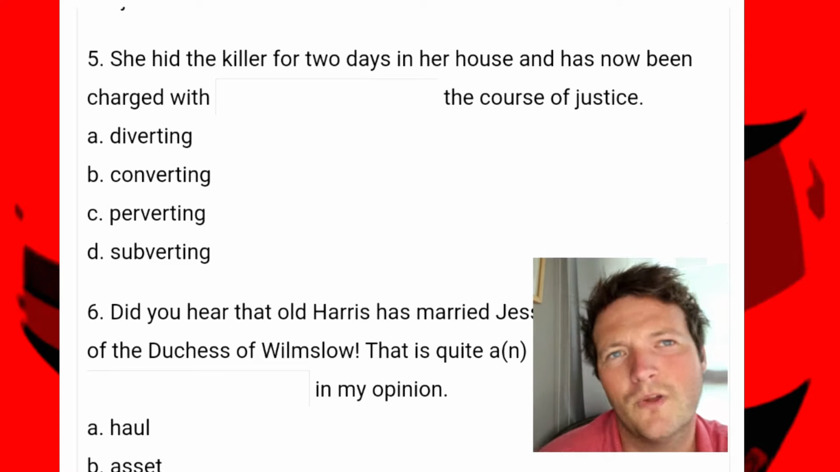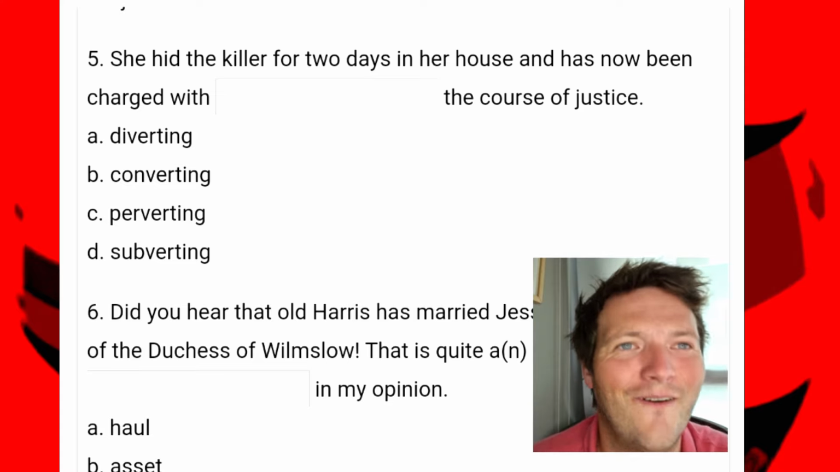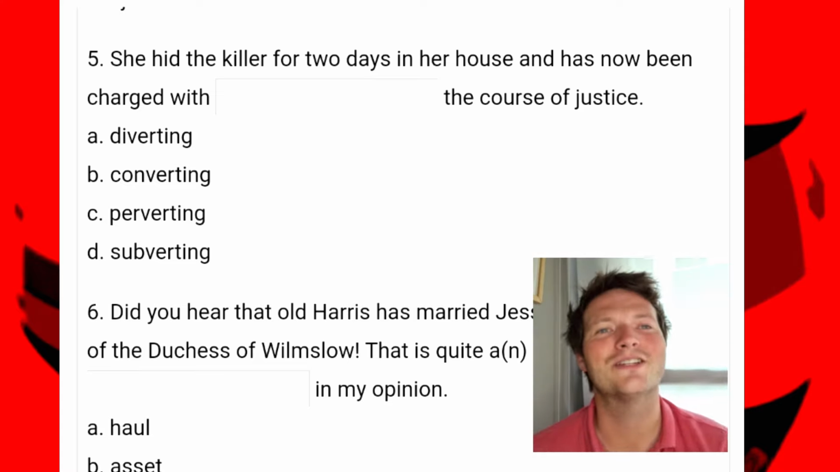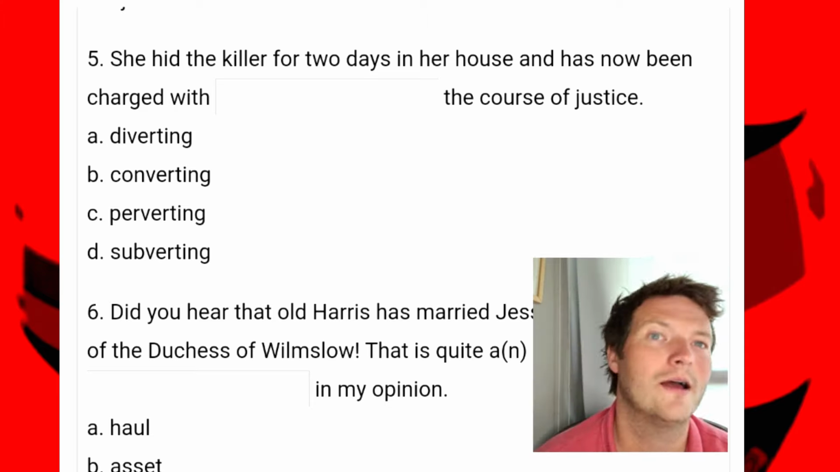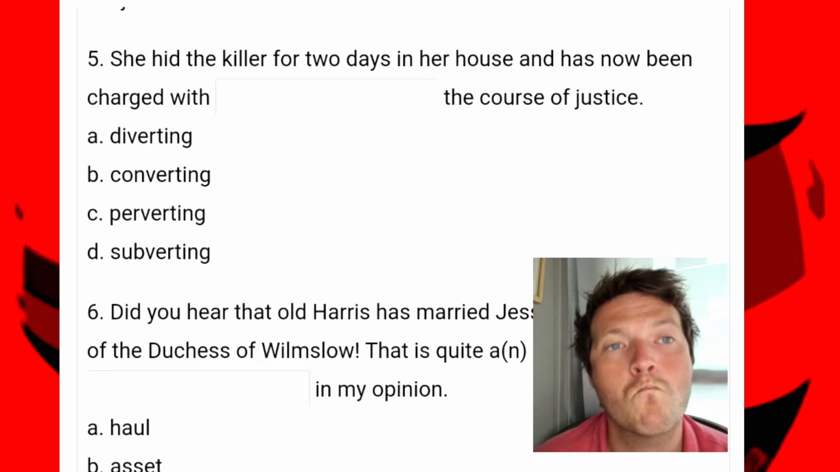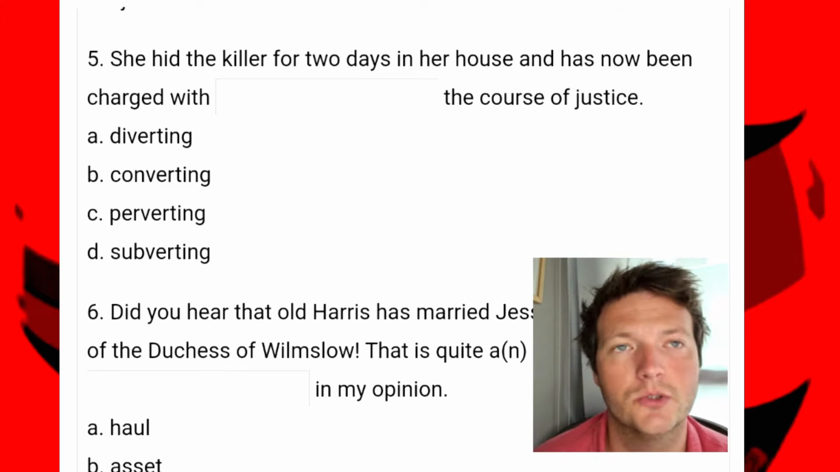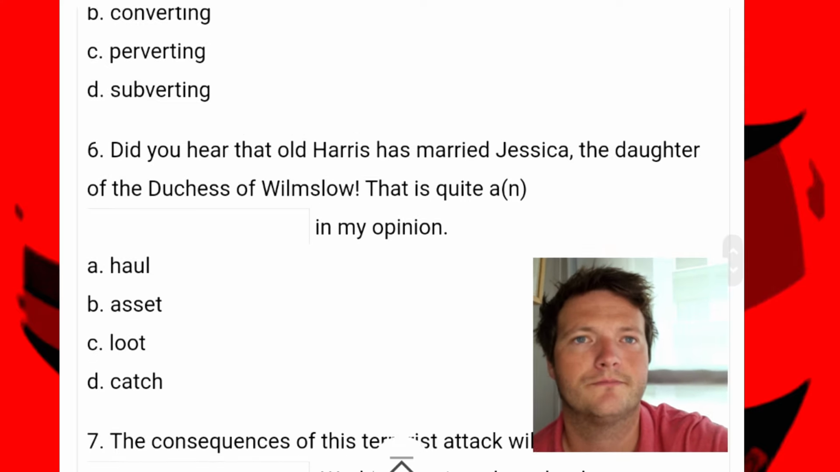She hid the killer for 2 days in her house and has now been charged with diverting, converting, perverting, subverting the cause of justice. The expression here, again, you either know it or you don't. It's hiding a killer, or if you don't tell the truth in court, what you are charged with is perverting the course of justice. Nothing to do with perverts. Anyway, number 6.